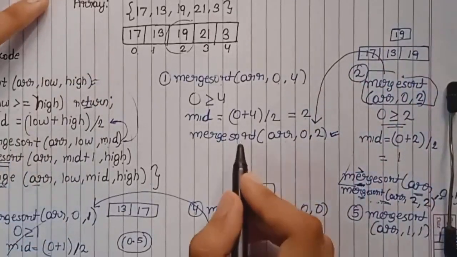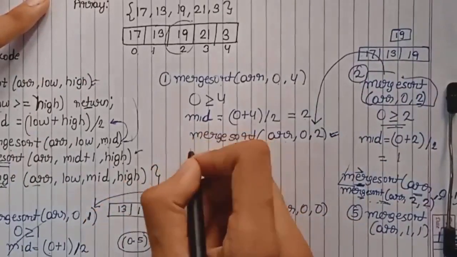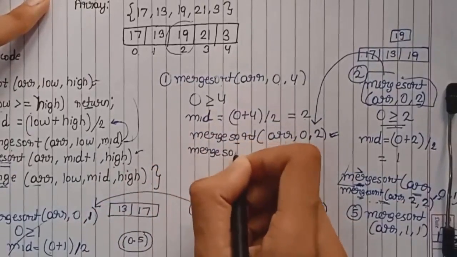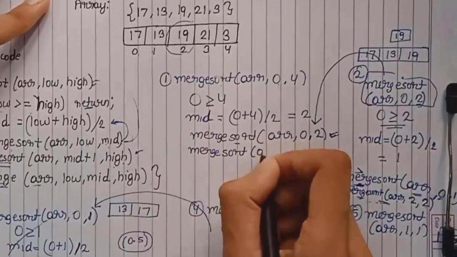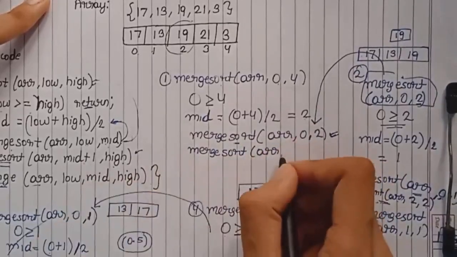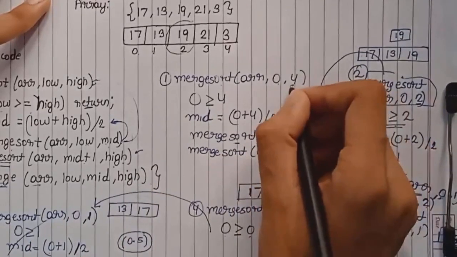And now as you can notice in this function, the next call will be this. So let me just write it, merge sort again array, and here mid was 2 and here mid plus 1 would be 2 plus 1, 3. Again here high is 4.